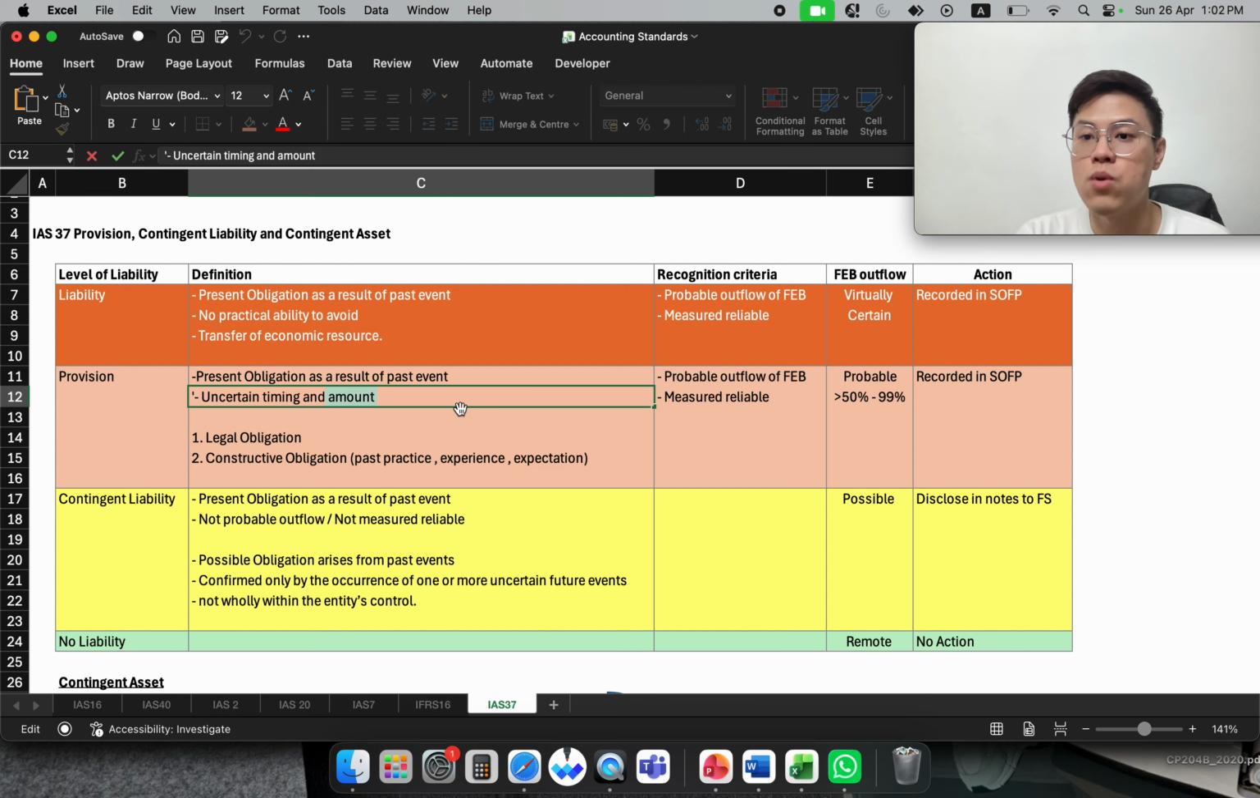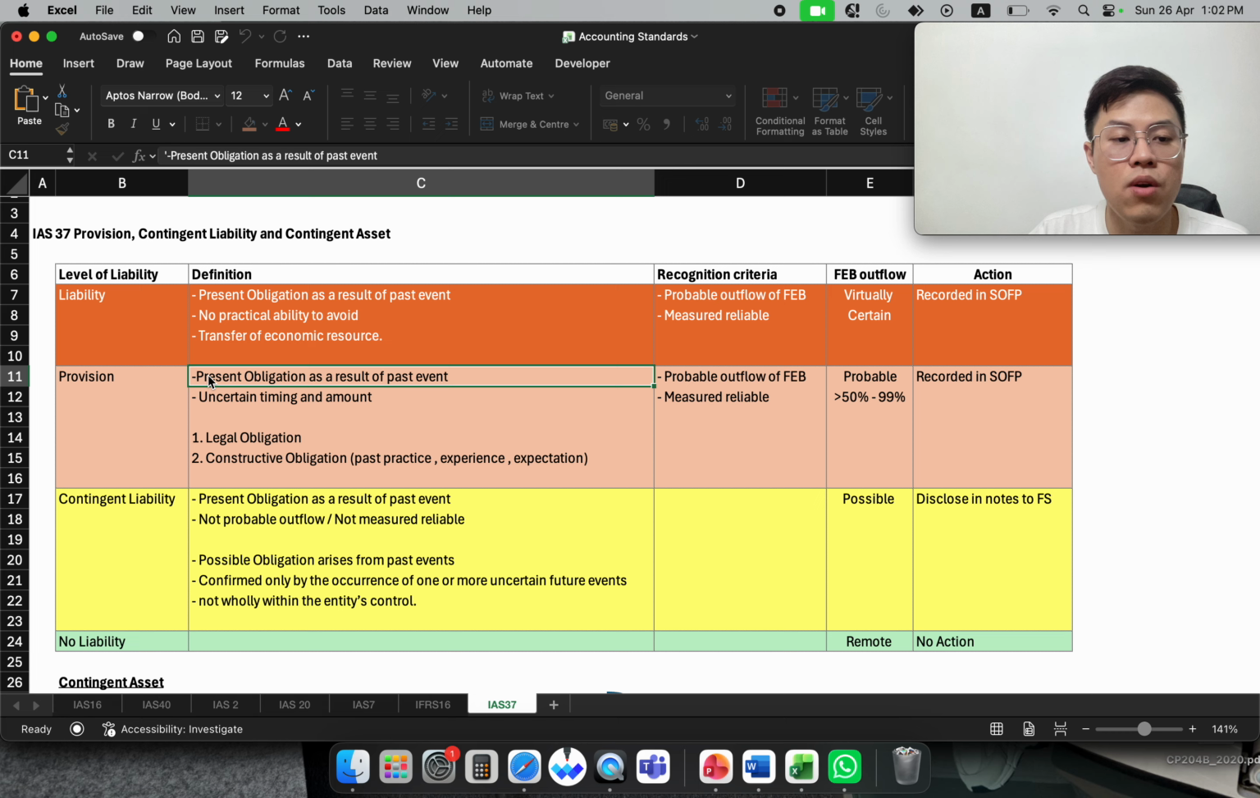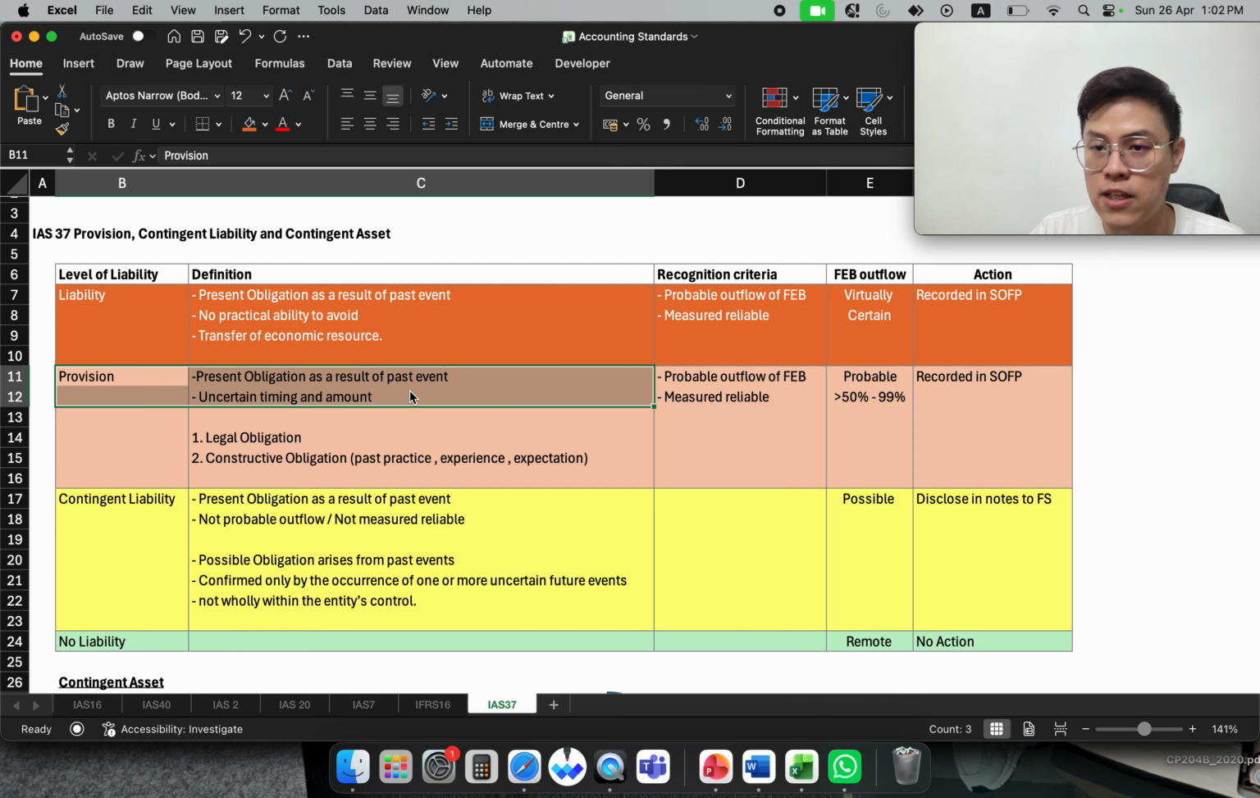Could be entering into a lawsuit case if you get sued by other people, for example. So this lawsuit case, whether you win or you lose, will depend on the court judgment. And depending on the court judgment, that is uncertainty in timing. And some more, you don't know the exact amount, but you can estimate based on the lawyer's advice. So this is actually known as a provision or present obligation.